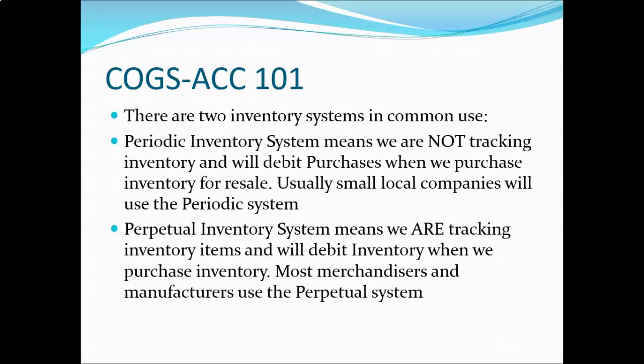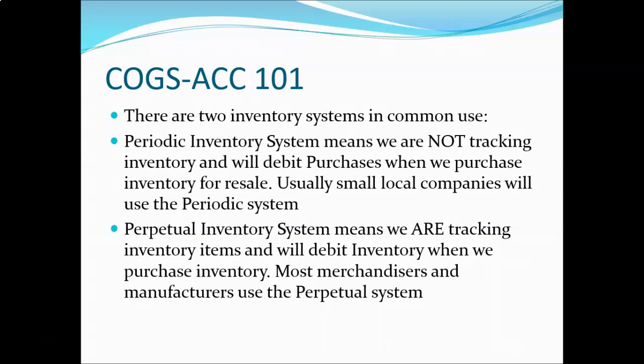There are two inventory systems in common use, the periodic inventory system and the perpetual inventory system. Periodic inventory system means we're not tracking the inventory. We're going to debit purchases whenever we purchase inventory for resale. Usually small local companies will use the periodic system. Okay?